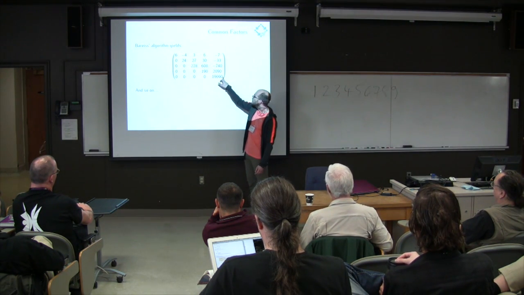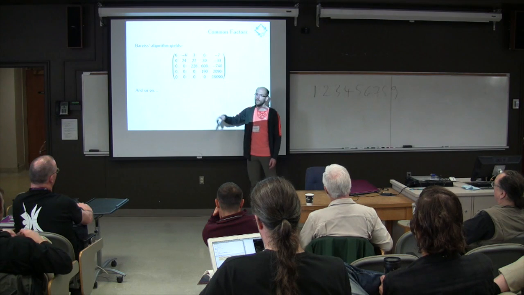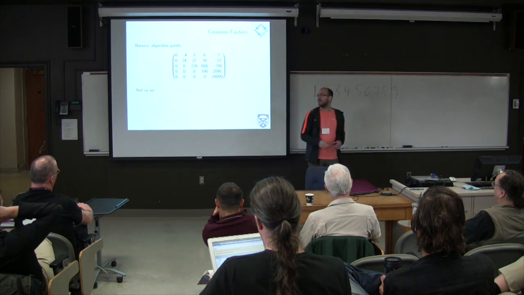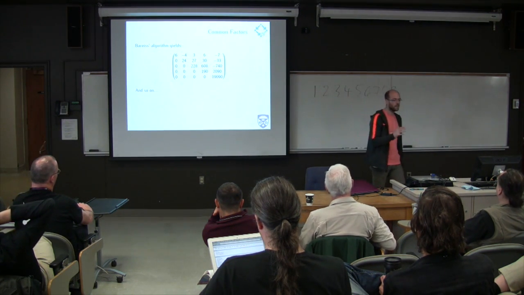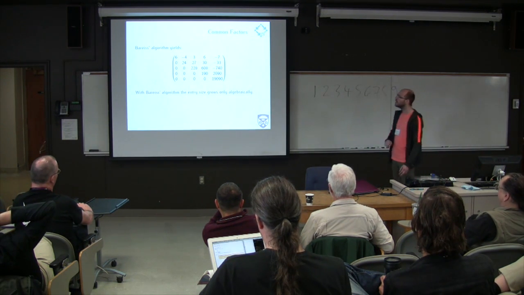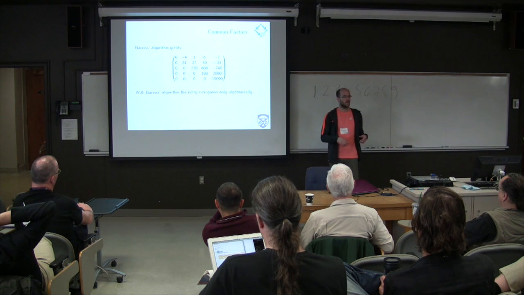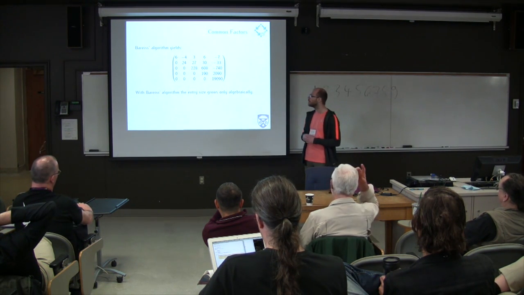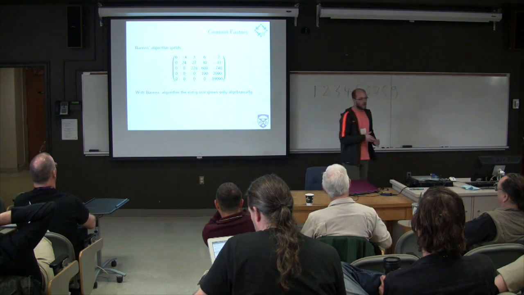In particular, I just have 5 digits here, where before I had 13. So the entry size shrinks a lot, and it is actually possible to show that the entry size with this algorithm grows only algebraically. So much, much better than the naive cross multiplication.